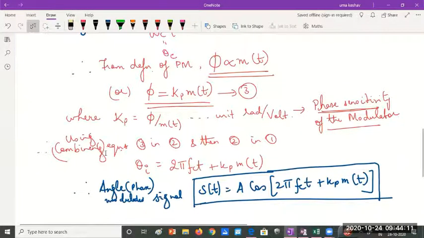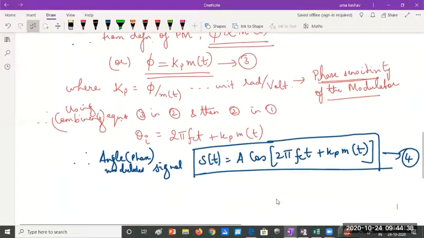Okay. Now combining equations, putting equation 3 in 2 and then 2 in 1, you get theta_i like this, 2 pi fc t plus Kp m of t when I put 3 into 2. And then when I put 2 into 1, I'll get this last equation, which is the standard expression for a phase modulated signal. Is this clear? Any doubts so far?